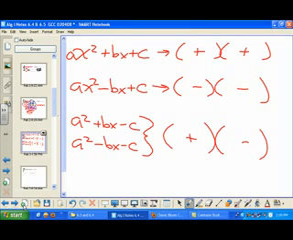If you have a minus sign at the end, now whether there's a positive in the middle or a minus in the middle, your answer, one binomial is going to be a plus and one binomial is going to be a minus.